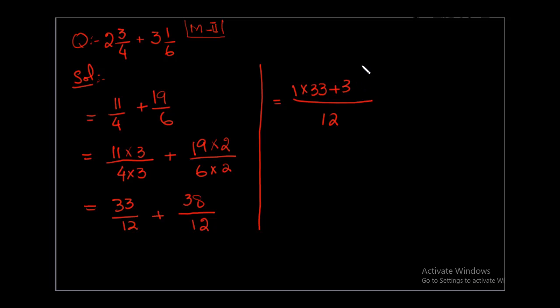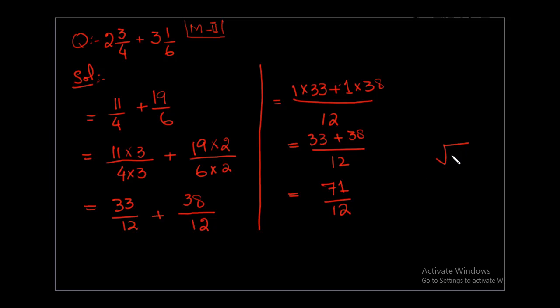We get 1, which would be multiplied with the 38. So 1 multiplied by 33 is 33, and 1 multiplied by 38 is 38, and this is divided by 12. So the answer would be 71 divided by 12.